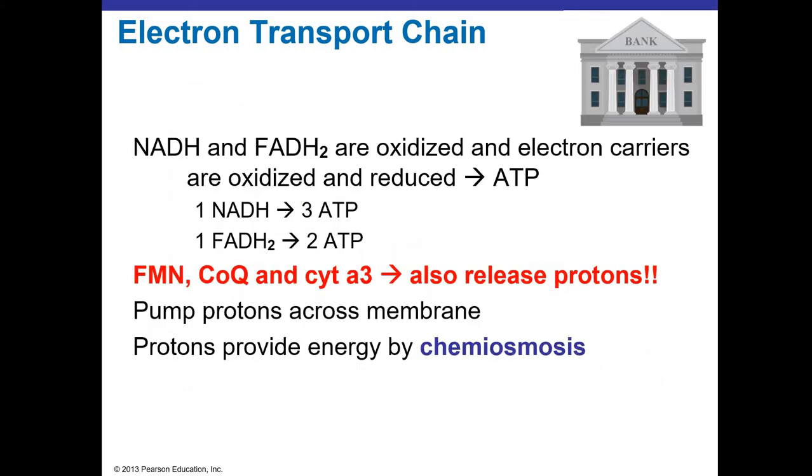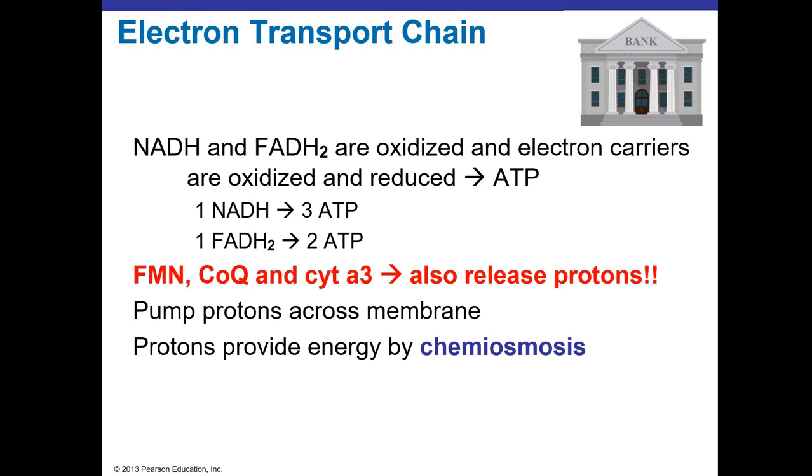So the purpose of the bank here is to cash in our potential energy, our currency, but it happens that the exchange rate at the bank is very good. So NADH and FADH2 are oxidized and the electron carriers are going to then contribute to the production of ATP. The exchange rate is going to be for every 1 NADH, we're going to be able to generate 3 ATP. For every 1 FADH2, we're going to be able to generate only 2 ATP.